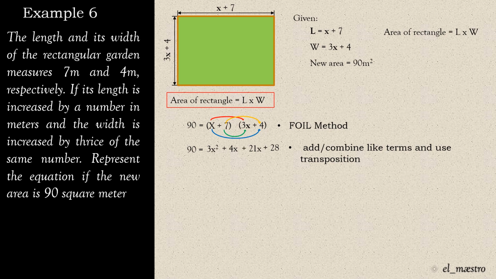Then, add, combine like terms, and use transposition to simplify the problem. Transpose na to si 90 para, again, ma-equal to 0. Then, add or combine terms, like terms man si 4x plus 21x. So pila man na siya pag i-add. So that makes 25x. Tanawa si 90 na transpose sa pikas mo-negative 90. So we will have 3x squared plus 25x plus 28 minus 90. So napatay simplify. So 28 minus 90, that is negative 62.